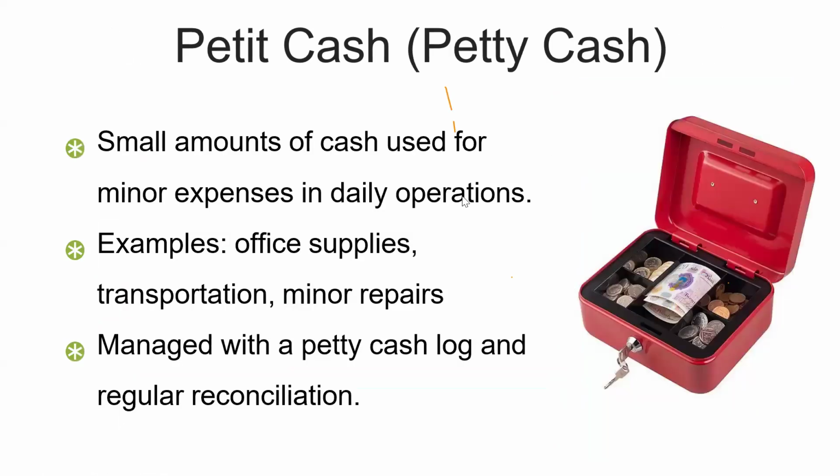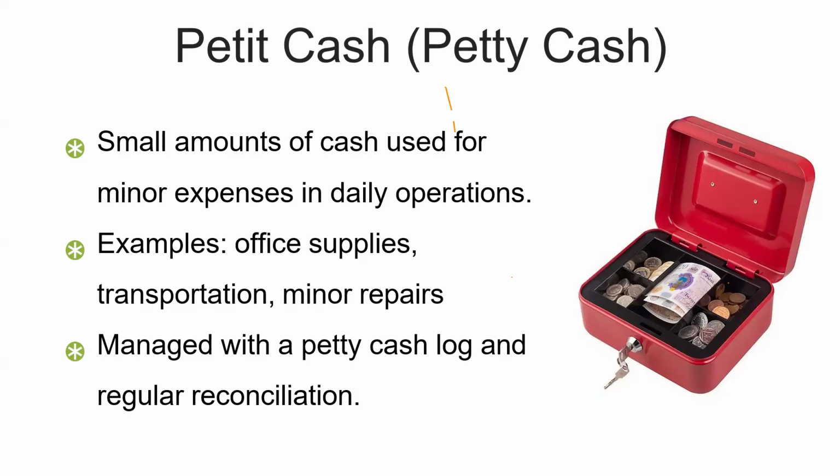All right, so petty cash: small amounts of cash used for minor expenses in daily operations. Always the accountants talking about petty cash. So you can have office supplies, maybe pens, folders, minor repairs. You always have some money, maybe 5% of something, that is kept in the office for some of these things, managed with a petty cash lock and regular reconciliation. Always you go and reconcile.